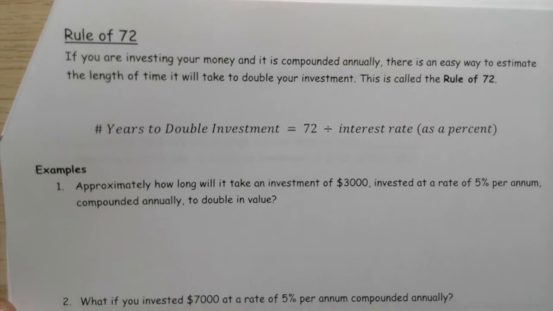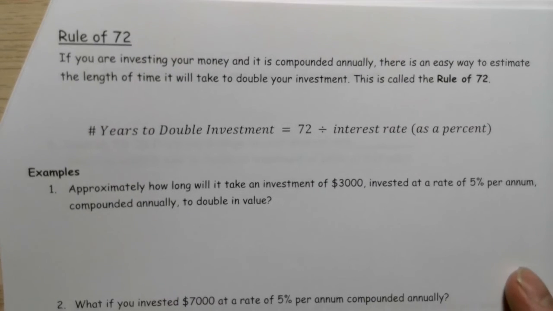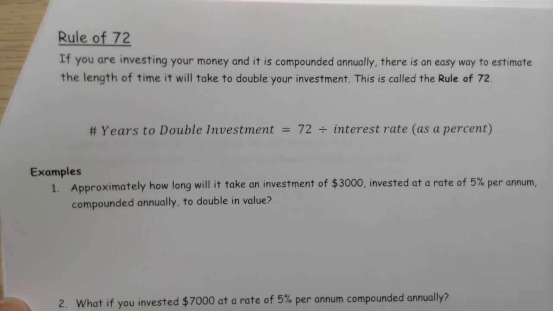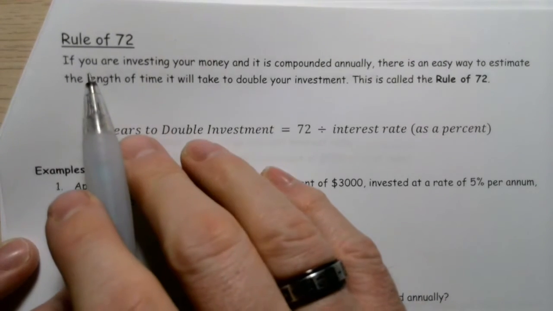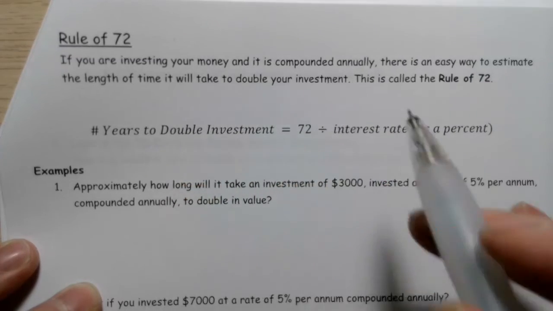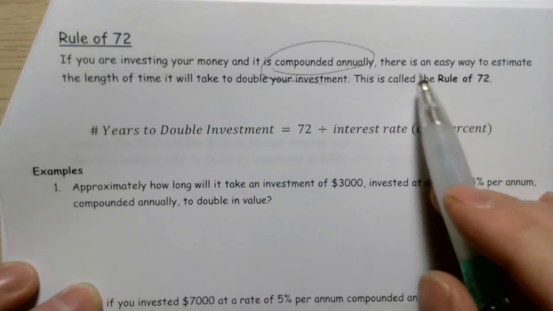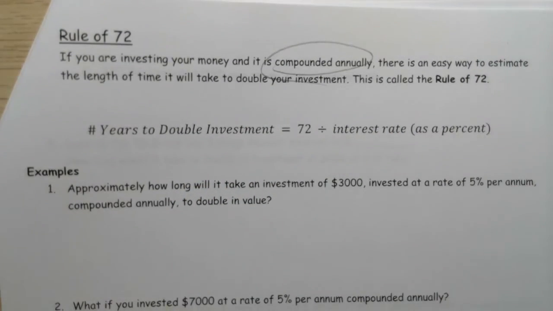All right, so just for a moment here, we're going to talk about something called the Rule of 72. And if you go and talk to somebody at the bank here, you might hear them use this just to give people a sense of how quickly their money grows here. So if you're investing your money and it's compounded annually, okay, that's important, there is an easy way to estimate the length of time it'll take to double your investment. We call it the Rule of 72.